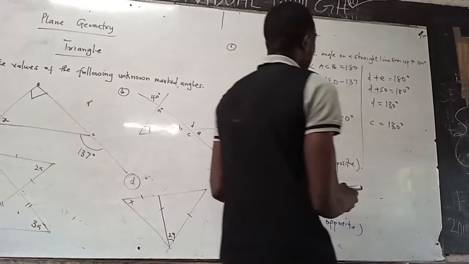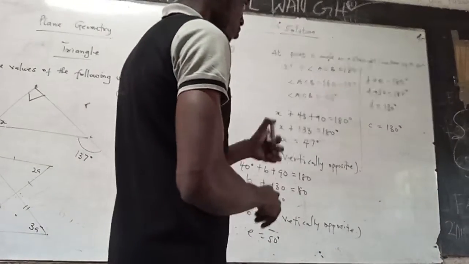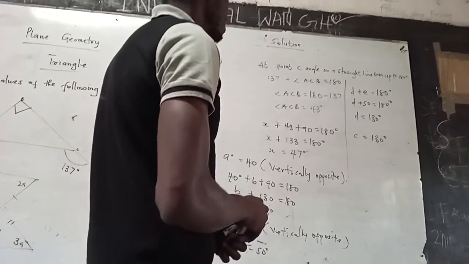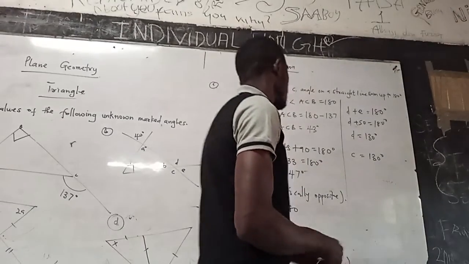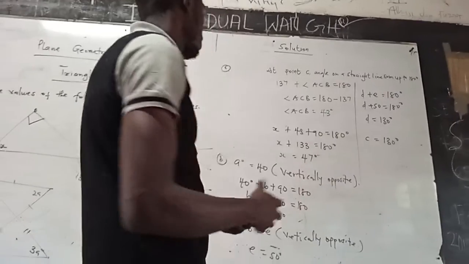Try to always write the rule statements. Why is it that? You say it's vertically opposite. It's supplementary angle. That is it. Let's quickly move on.